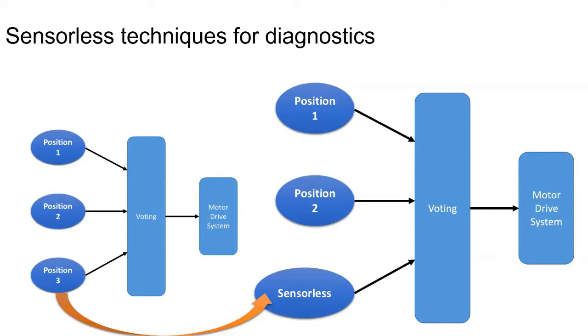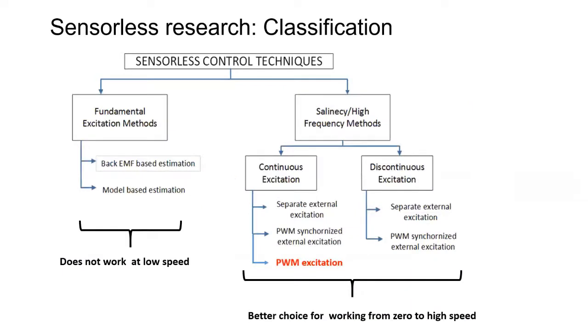We can detect which one failed using the other sensors. So sensorless techniques are becoming a reality for us, and are very useful. We are going to use sensorless techniques to decide which one of these failed. Now, there are different sensorless techniques.